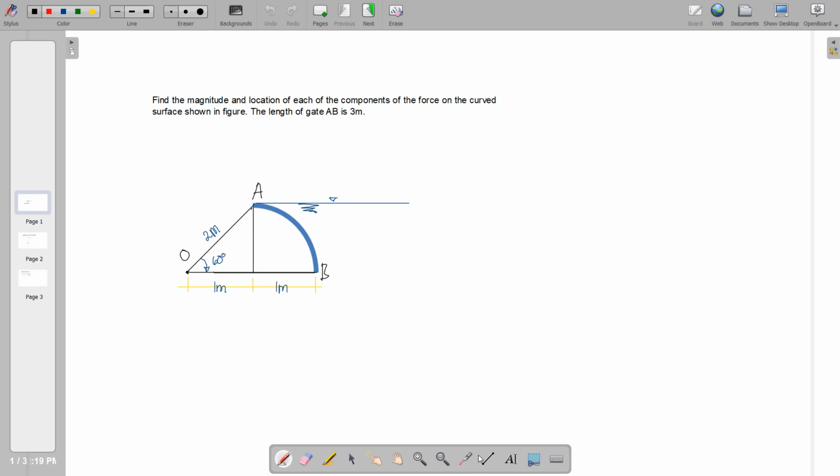So first things first, we need to project the curve AB horizontally. So this is the horizontal projection, and then we can draw a rectangle out of that. And then work with the width that is equivalent to 3 meters.